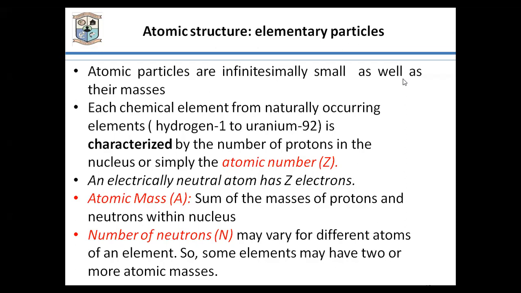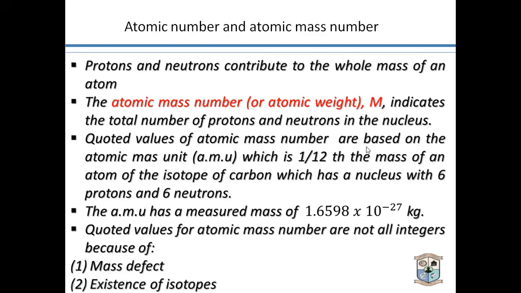So you have one element which has atoms that have different numbers of neutrons, which in the end gives them different mass numbers. So some elements may have 2 or more atomic masses. We'll see that as we go. So what else do we need to know here?